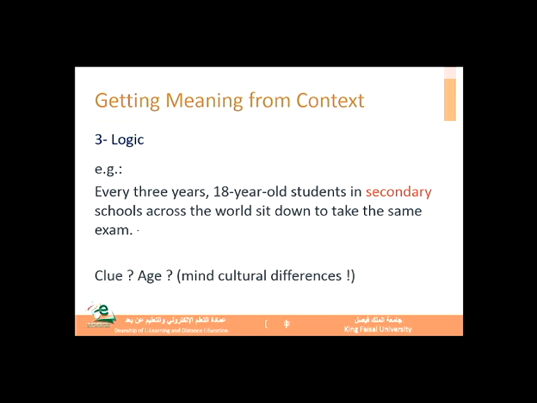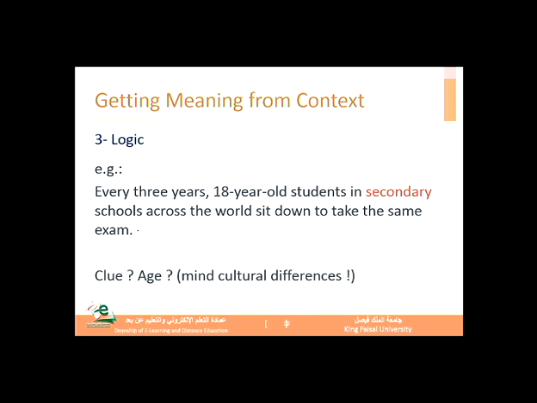The third clue is logic. Sometimes you don't need anything but logic to understand the meaning of new words. Sometimes you read a sentence like this one, and there is one word that you don't know the meaning of. Don't panic, this is normal. Just use logic and you might get the meaning from the context. Here, in this example, every 3 years, 18-year-old students in secondary schools across the world sit down to take the same exam.